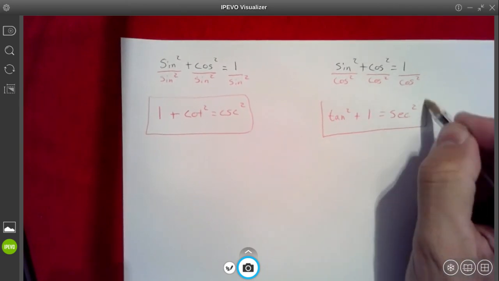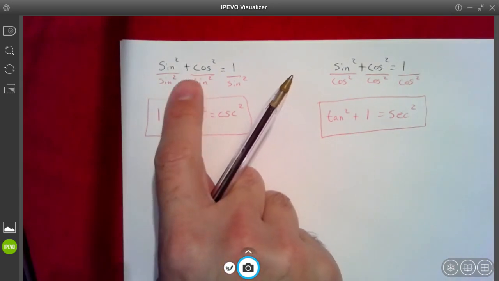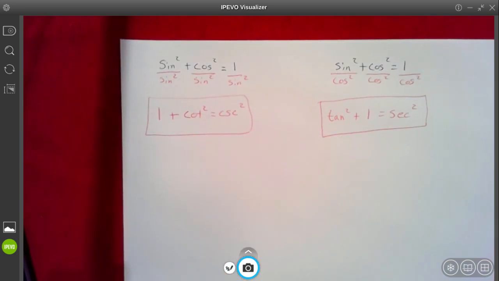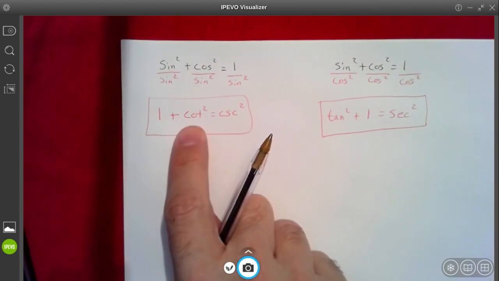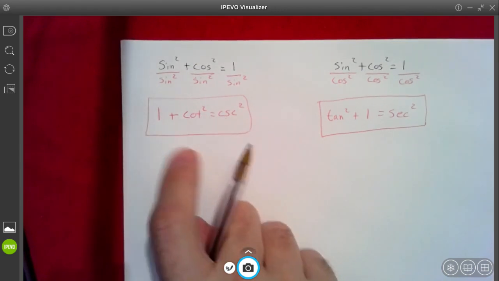So now we have 3 Pythagorean identities, which represents all 6 of our main trig functions. All right, we got sine squared plus cosine squared is 1, and we got these other 2. Now, like I said, we're going to be manipulating these identities later, so you're going to have to be kind of clever with how you shuffle terms around. You know, cotangent squared would just be cosecant squared minus 1 because you move that 1 over there.